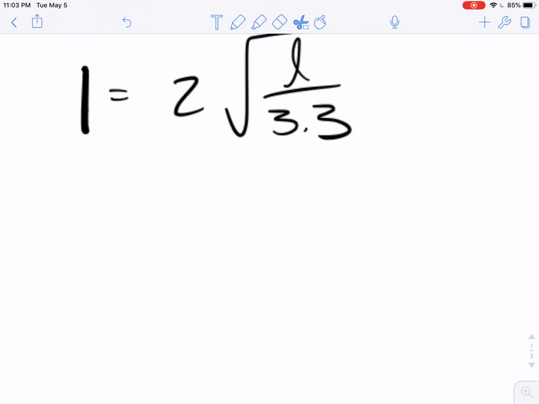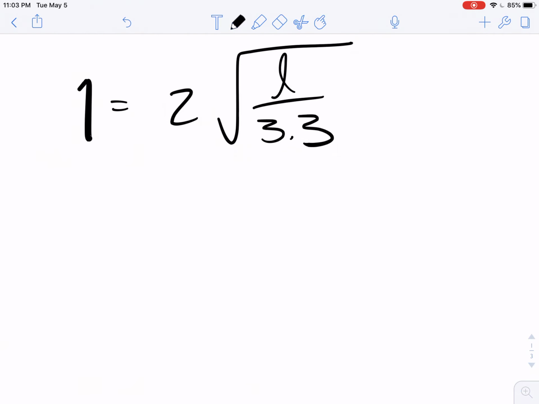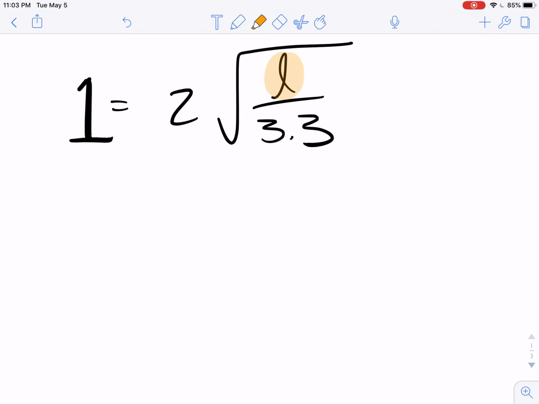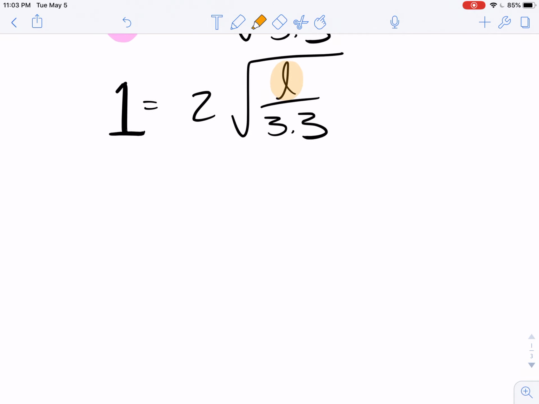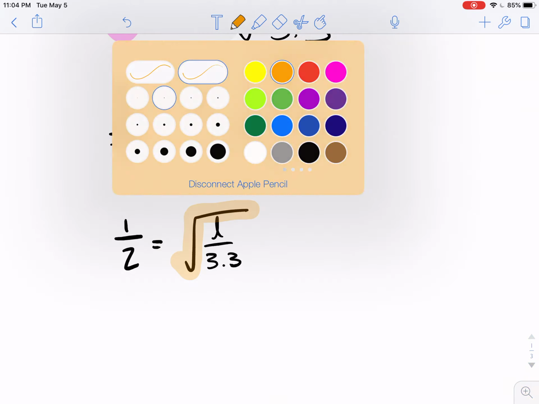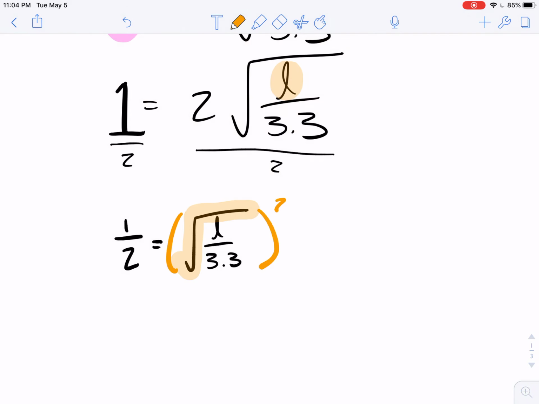Great. Now what do we do? Well, we want to get this L all by itself, so we're going to undo everything happening to our L. First, let's divide by 2 to get rid of that 2. So we have 1/2 equals the square root of L over 3.3. And now we've got this square root here. What will undo the square root? Oh yeah, square. So let's square both sides.